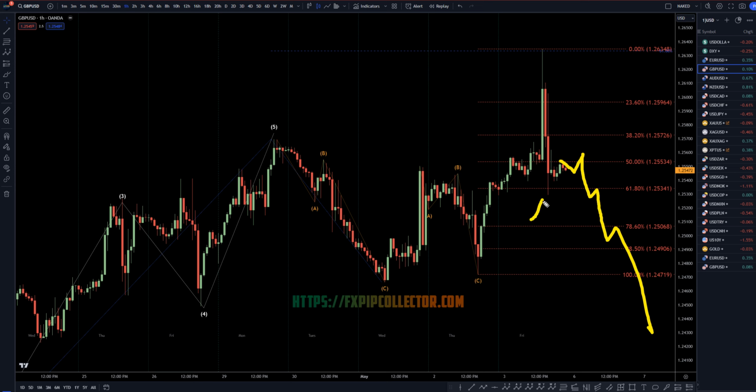So I would always label this as either a wave A or wave 1, wave B or wave 2. Then we should be going down for a C or 3. If it's a C, you'll get a fib bounce, break of structure. If it's a 3, you'll just continue to get lower lows, lower highs.